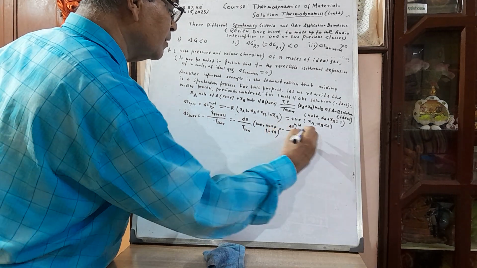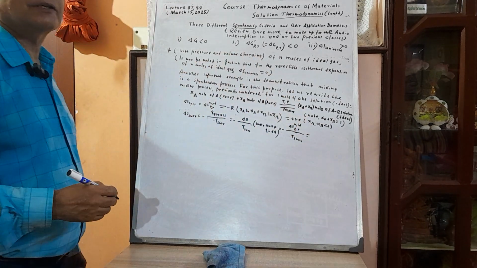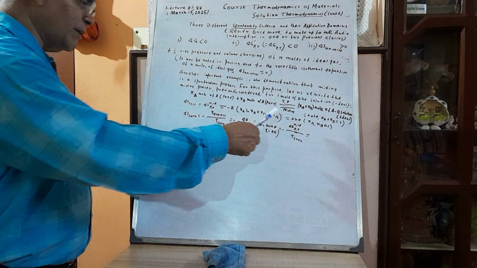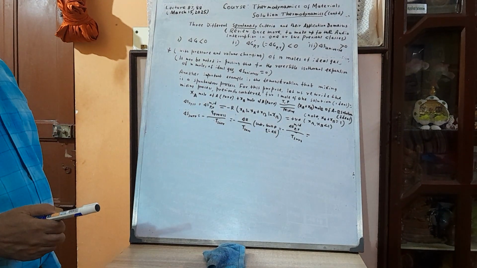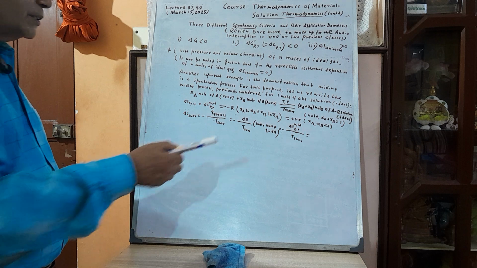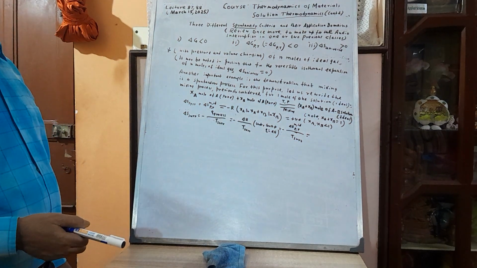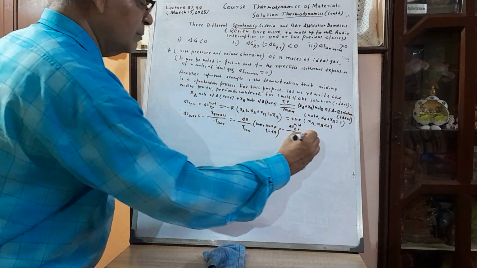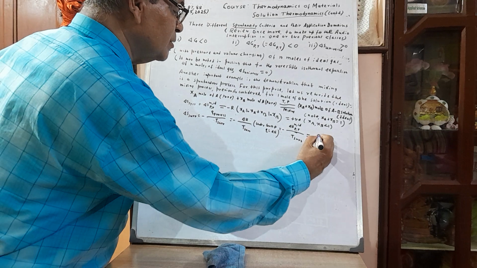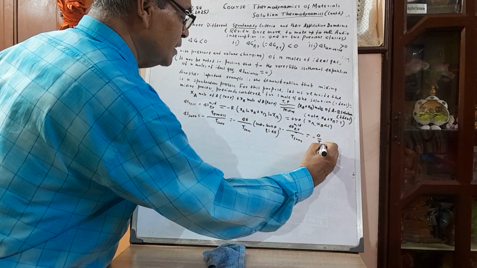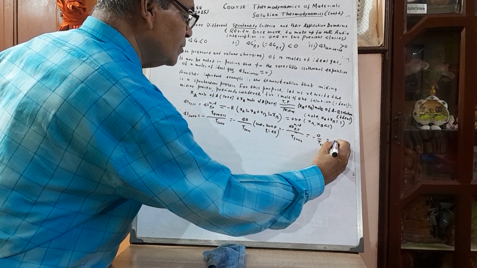What is this value? What is the value of the numerator? For ideal solution, what is the enthalpy of mixing? 0. 0 minus 0 by T surrounding is 0.